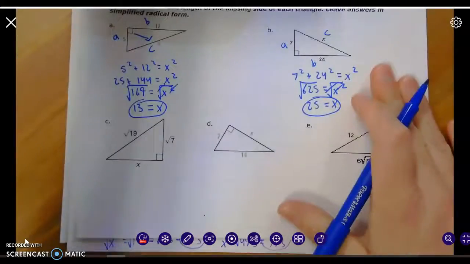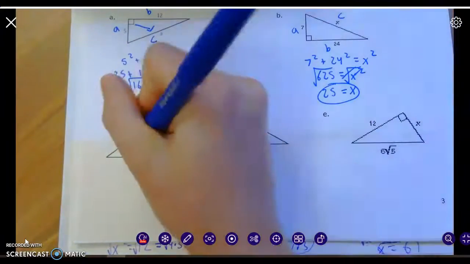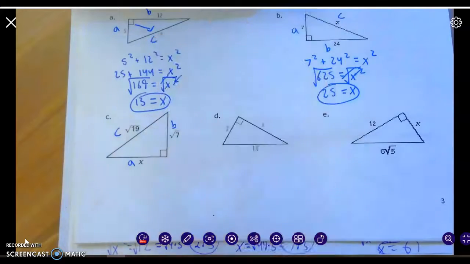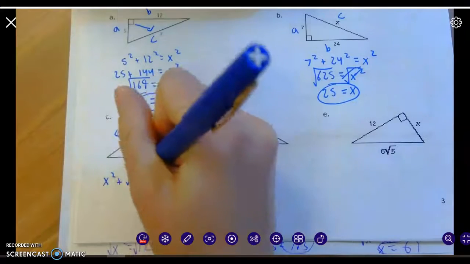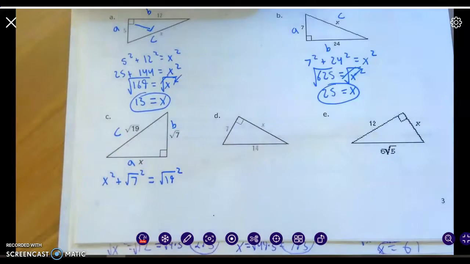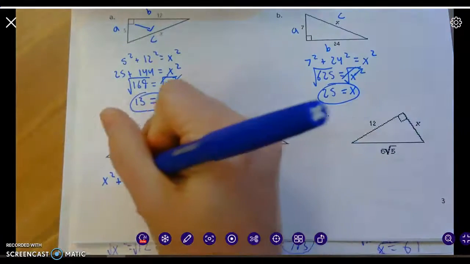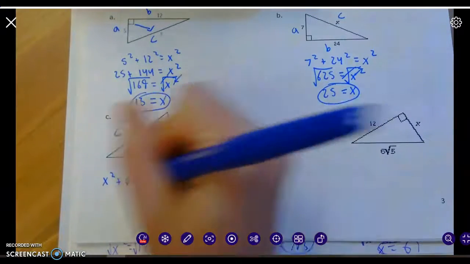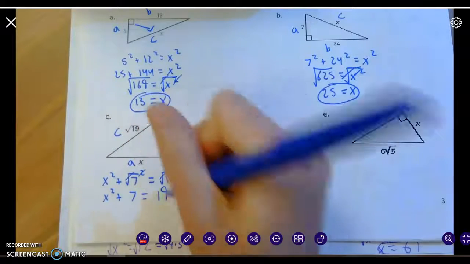Okay, and looking down here at C, I'm going to label the square root of 19 as C. And then A and B are the two legs. So then we have x squared plus the square root of 7 squared equals the square root of 19 squared. So on this one, since the square root and squares are opposites, these cancel each other out. So we just have x squared plus 7 equals 19.